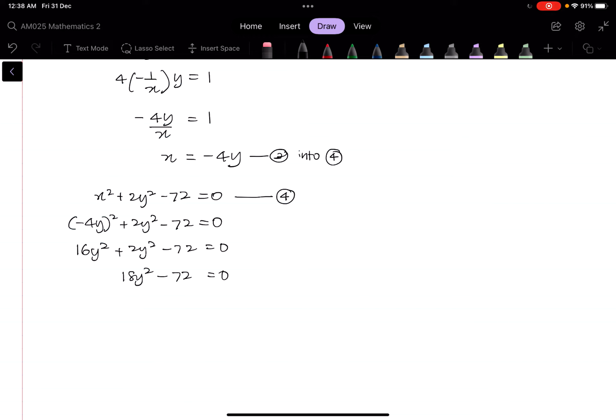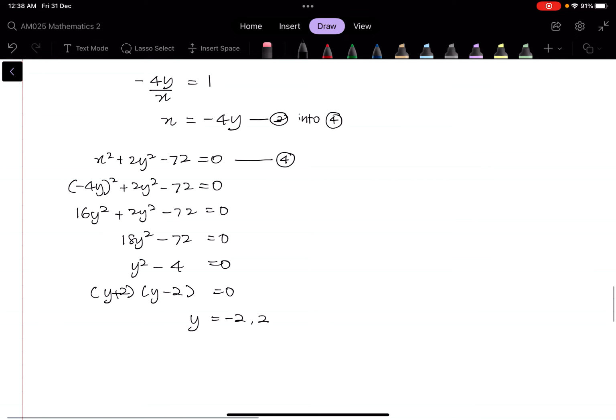Divide both sides by 18, and we get y squared minus 4 equals 0. We can factorize as (y plus 2) times (y minus 2) equals 0. We're going to get two values of y: y equals negative 2 or y equals 2. Since we have two values of y, we're going to get two values of x. So let us substitute into the third equation.